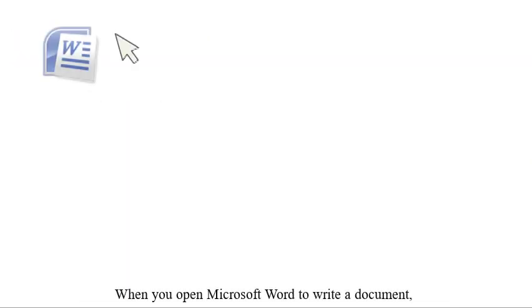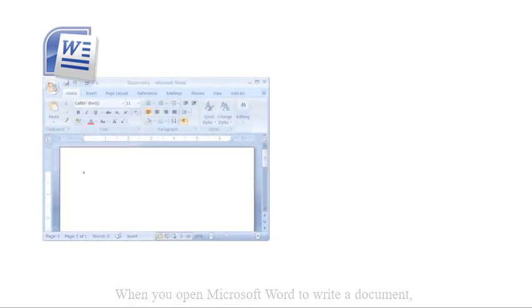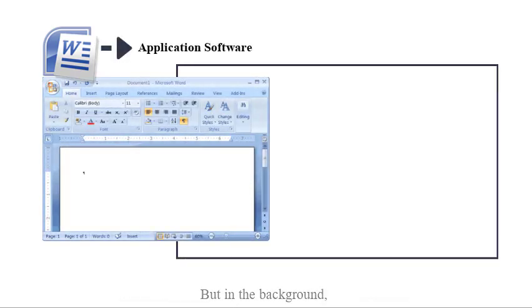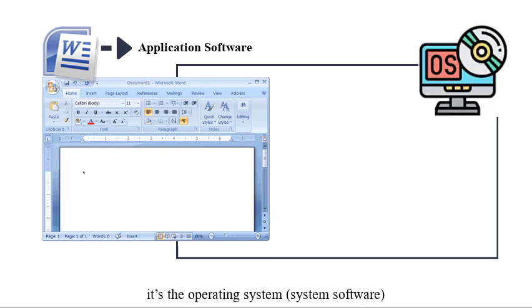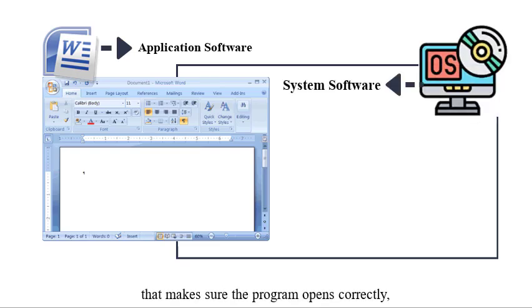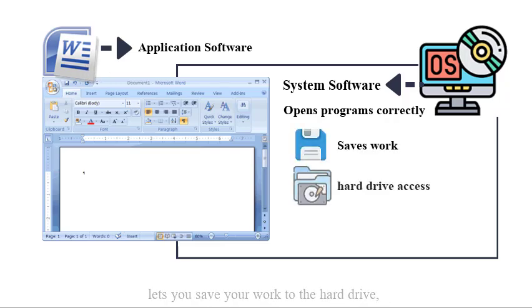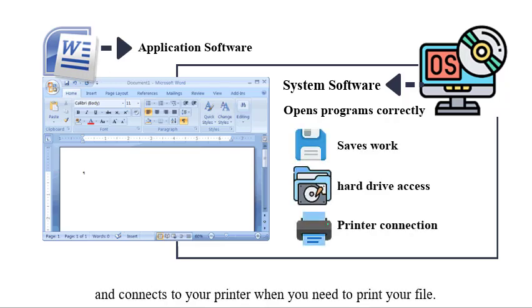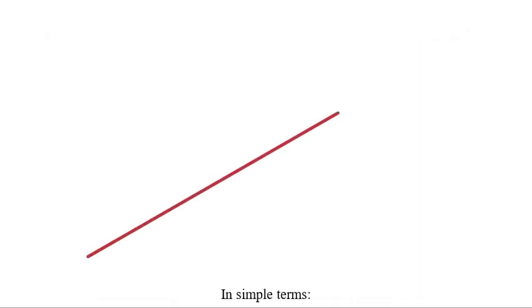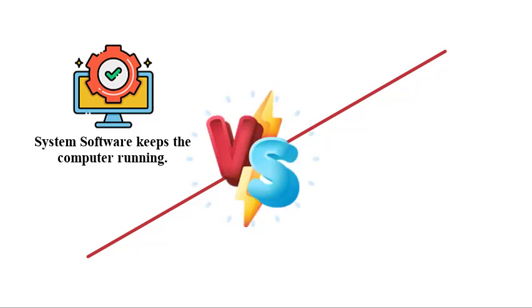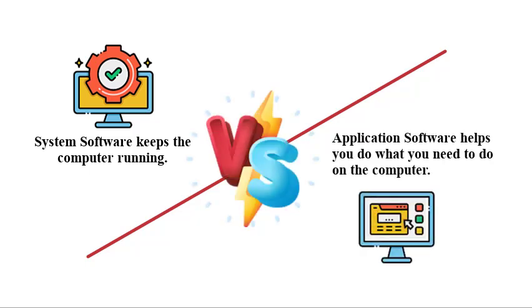When you open Microsoft Word to write a document, you're using application software. But in the background, it's the operating system software that makes sure the program opens correctly, lets you save your work to the hard drive, and connects to your printer when you need to print your file. In simple terms, system software keeps the computer running. Application software helps you do what you need to do on the computer.